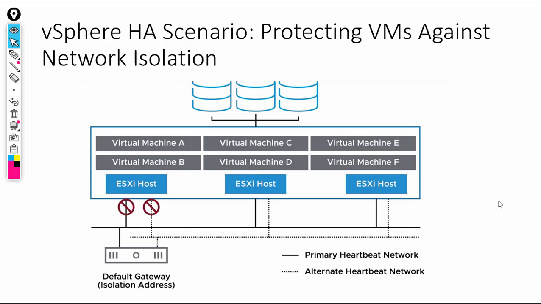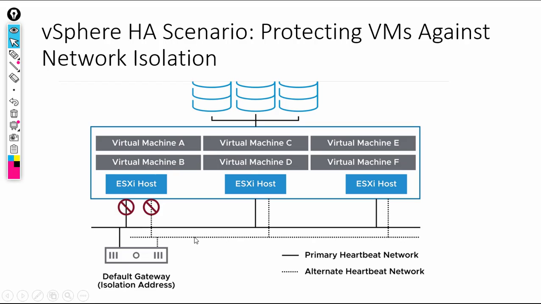By default, if we face a network isolation situation, the response is disabled, so the cluster will not take any action, but we can enable it. If we enable it, then the cluster will reboot the virtual machines that are running on that host on another host server. So basically network isolation means the host is unable to communicate with the cluster over the heartbeat network.